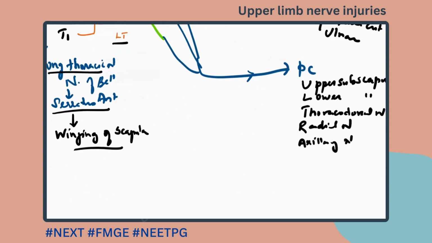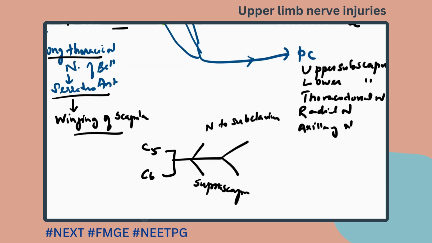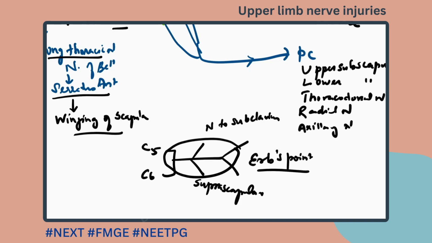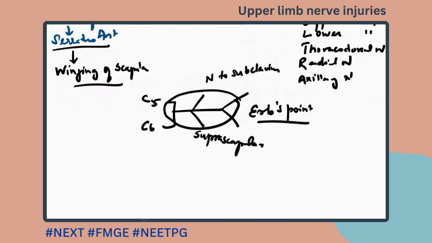So C5 and C6 join to form the upper trunk. This upper trunk divides into an anterior division and a posterior division. From the upper trunk, you get two nerves. One is the nerve to subclavius, and another one is the suprascapular nerve. So this point is the meeting point of 6 nerves. This is called Erb's point. Okay, clear.